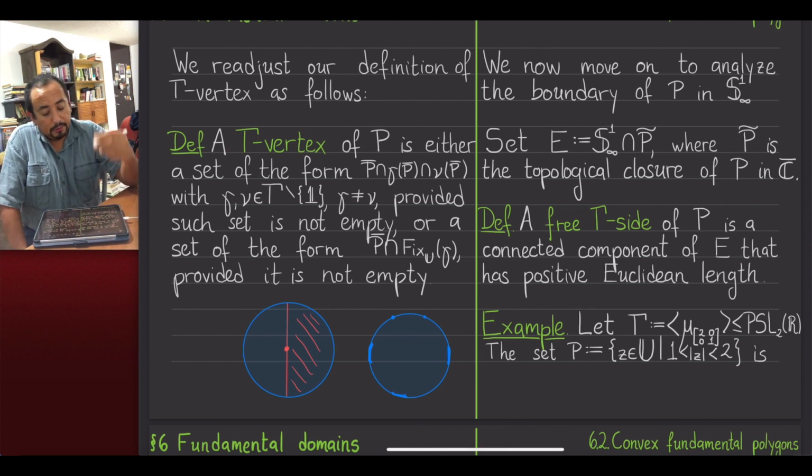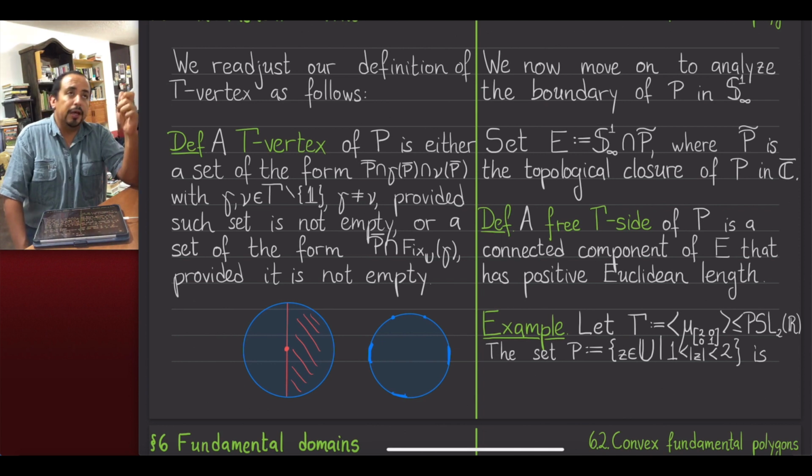Now, recall also that we defined P bar to be the topological closure of P in H, in the hyperbolic plane, so not in C bar. So the topological closure of P in C bar is going to be denoted P tilde. And of course, P bar is contained in P tilde, but we don't always have equality.